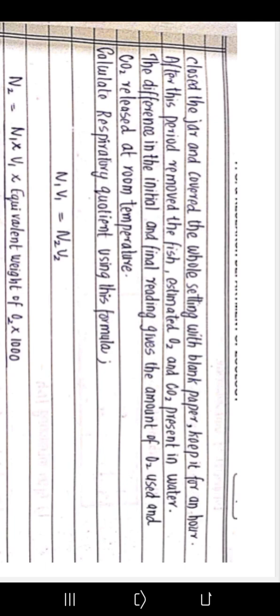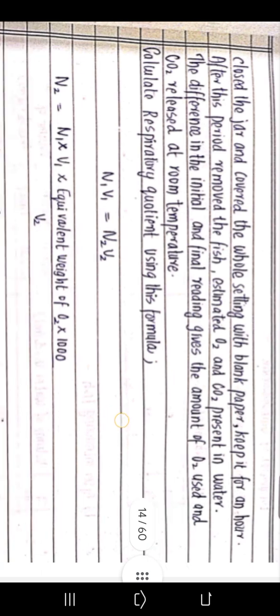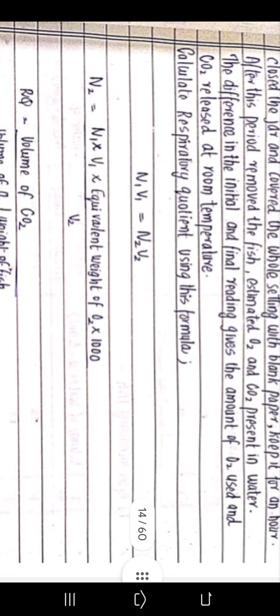After this period, remove the fish. Estimate O2 and CO2 present in the water. The difference in the initial and final reading gives the amount of O2 used and CO2 released at room temperature. Calculate the respiratory quotient using this formula: N1V1 is equal to N2V2, where N2 is equal to N1 into V1 by V2 into equivalent weight of O2 into 1000.